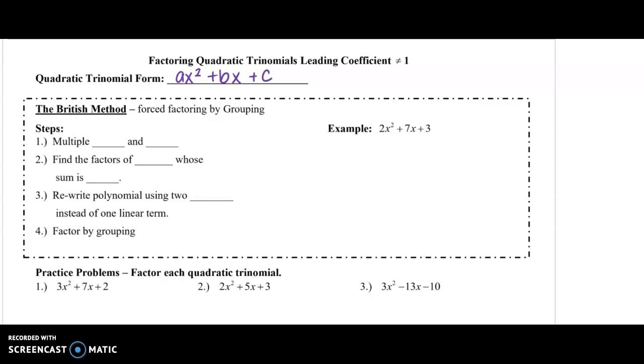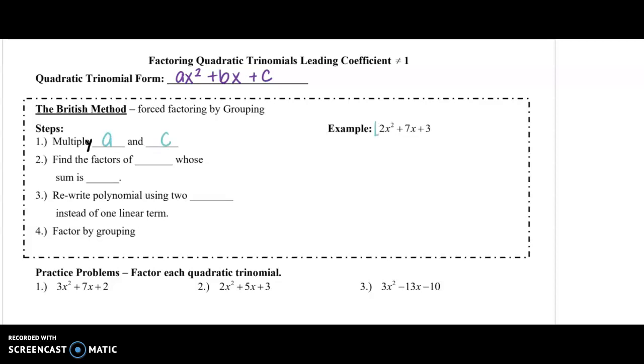The method we are going to use, and there are different options, is something called the British method, and we pretty much force factoring by grouping. So we're going to actually turn a trinomial into a grouping problem. And if you remember, a grouping problem always has 4 terms. You group the first 2, group the second 2, and then you factor from there. So the first thing we're going to do, and there is a typo here, this should say multiply, not multiple, is multiply A and C.